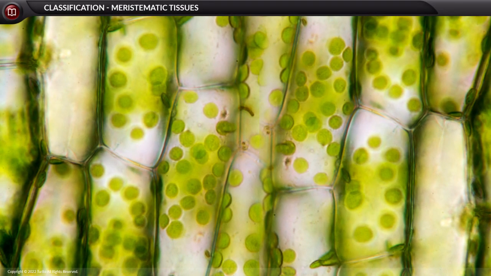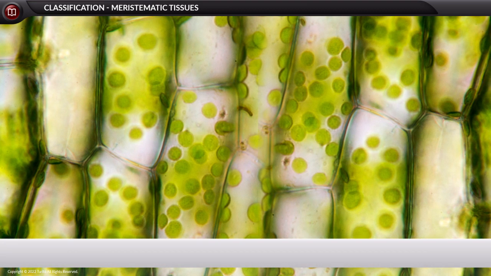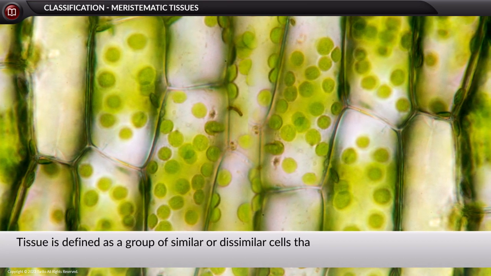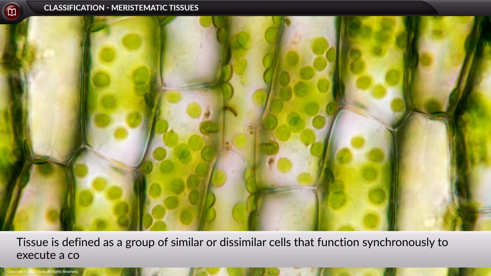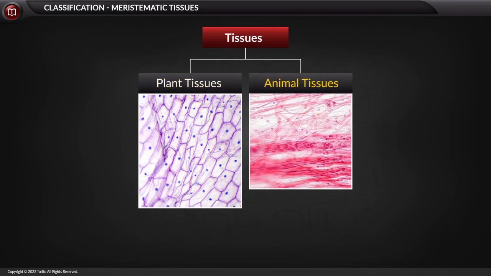Hello students. Let us discuss meristematic tissues of plant tissues. To recall, we know that a tissue is defined as a group of similar or dissimilar cells that function synchronously to execute a common task. The tissues are broadly classified into plant tissues and animal tissues.